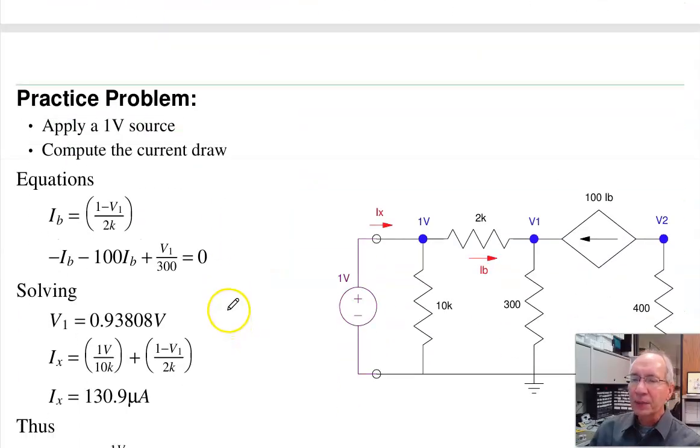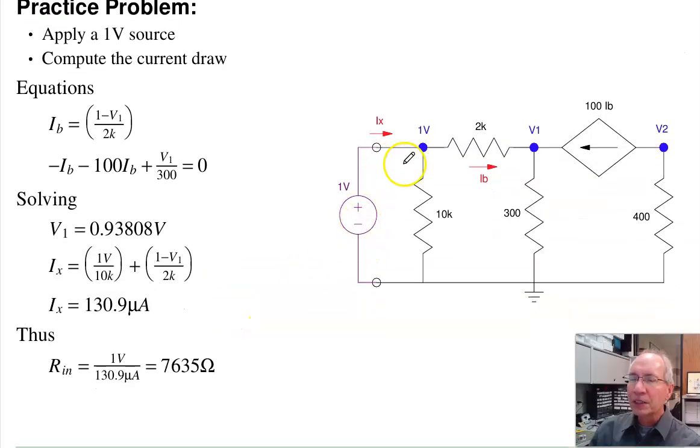So let's do that. Apply a 1 volt test. I know this is 1 volt. V1 I don't know. V2 I don't know. So currents have to balance at this point. At V2, well, I know IB. IB is 1 minus V1 over 2K at node 1. Minus IB plus V1 over 300 minus 100 IB equals 0. Two equations, two unknowns, solve.